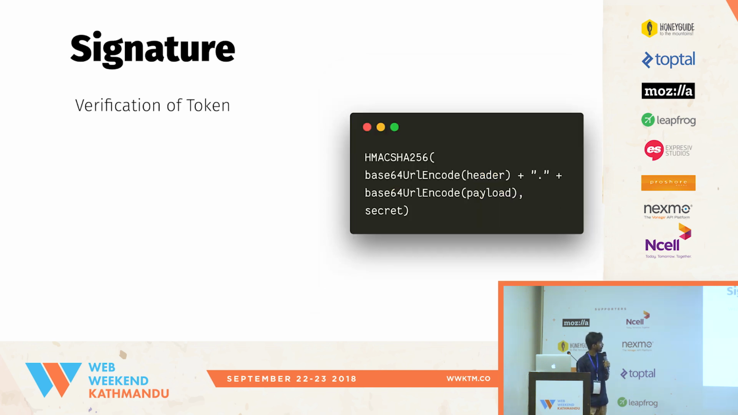The last part is created by this algorithm. You encode the header and put a dot there, then you have the payload also encoded. Then you hash it with a secret. That is going to be the last part, the signature. So as you can see, if the header or payload changes, the signature is going to change anyway.